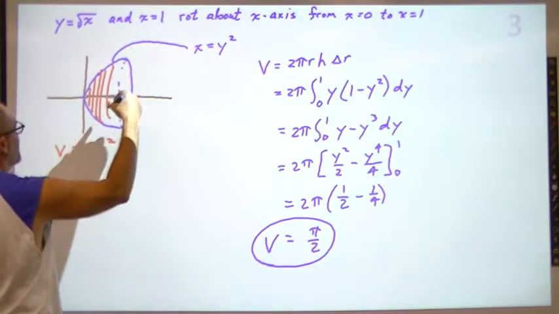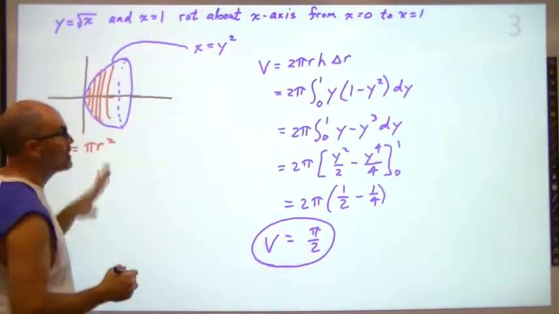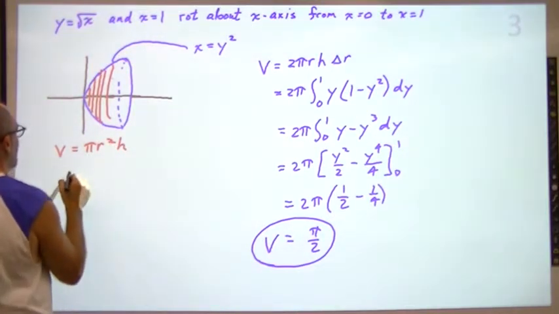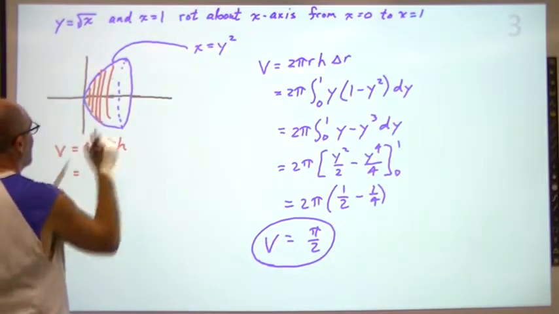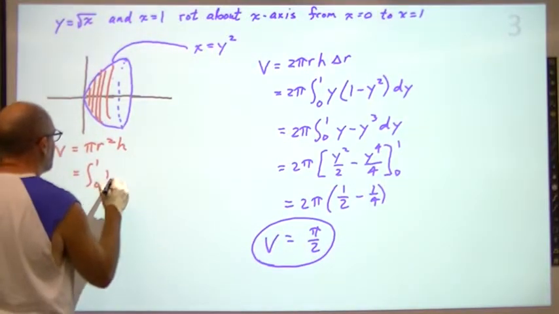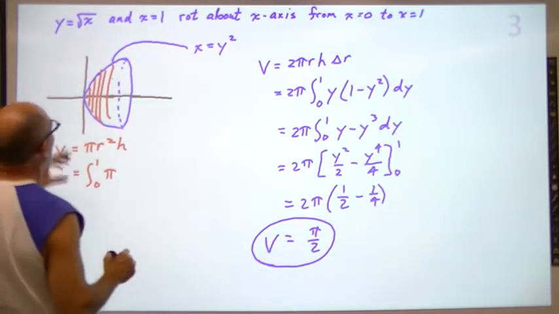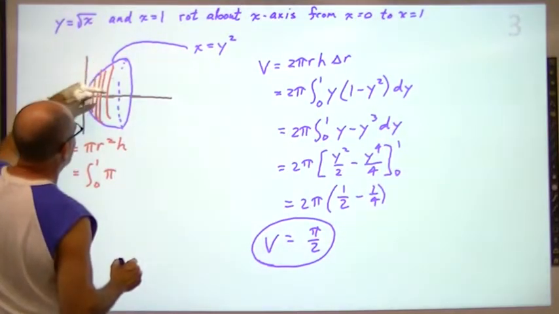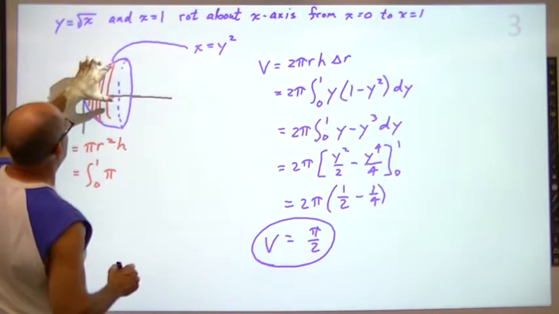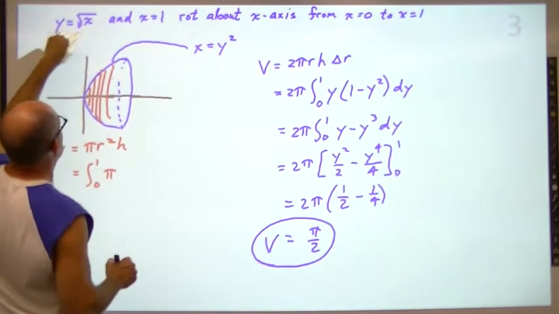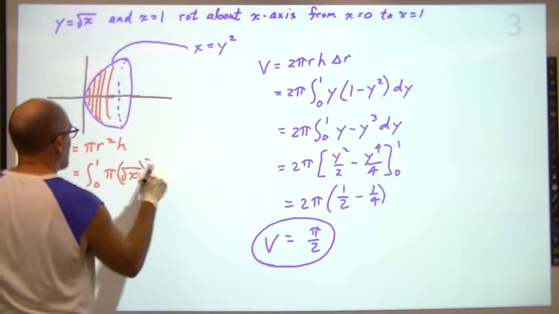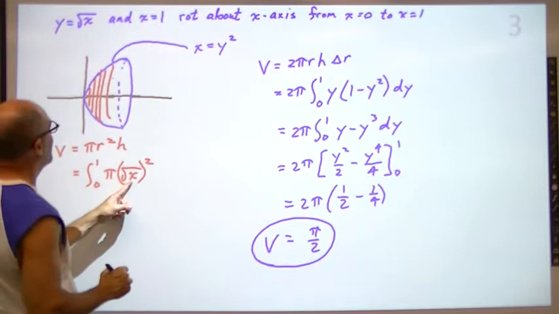pi r squared, which is the surface area of each disc, times the thickness of each disc, which is the h. So this equals the integral from 0 to 1 of, oh, I forgot the pi, well, we'll put pi on there, times r squared. Now what's r squared? It's the distance from the center to the edge, which is going to be the function, which is the square root of x. So it's square root of x squared. Okay, pi r squared h.